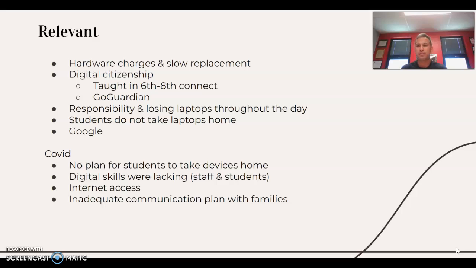How this is relevant to me now in my learning is we definitely deal with those hardware charges and slow replacement. So looking at improving that. Digital citizenship, it's taught in 6th through 8th grade Connect. But something we would like to do is where all of our teachers understand that digital citizenship and can help teach it. We use GoGuardian to help students be safe and responsible by not getting on inappropriate websites. We're focusing on teaching our students responsibility and how to keep track of their laptops so they're not losing them throughout the day and can utilize them in class as needed.